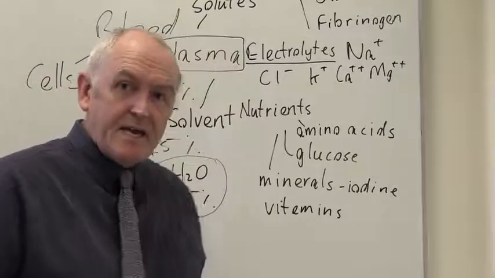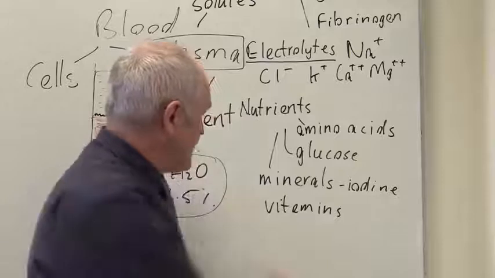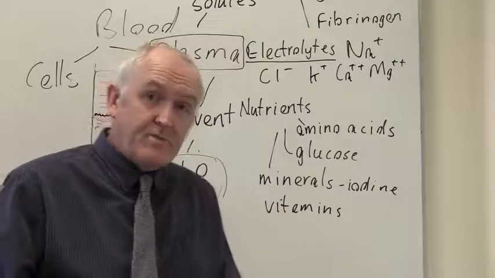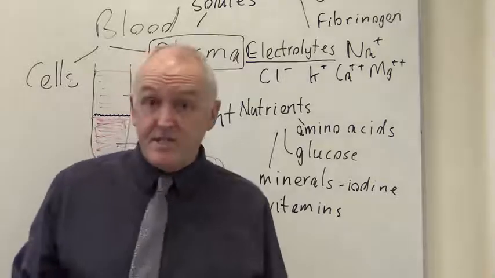The vitamins A, D, E and K are the fat-soluble vitamins, and in the plasma we're going to find water-soluble vitamins, vitamins B, 1 to 11, and vitamin C.